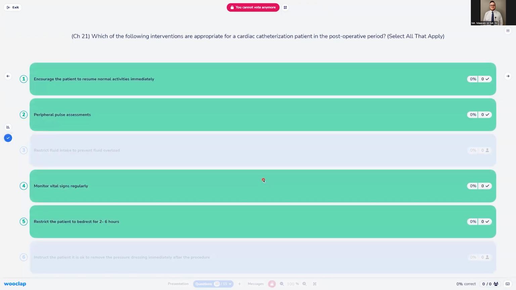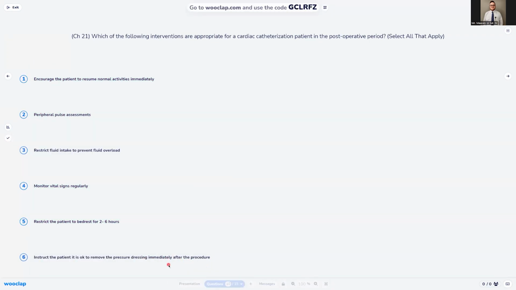So 1, 2, 4, and 5. We don't want to restrict their fluid. We definitely don't want them removing their dressing after the procedure. That needs to stay on for a while. It's usually a high-pressure dressing. And also, if someone started bleeding, obviously with blood coming out and oozing, what else do you think you would do for this patient? You would apply direct pressure. In a cath lab situation, we're talking about an artery that was accessed. Arteries are high pressure.